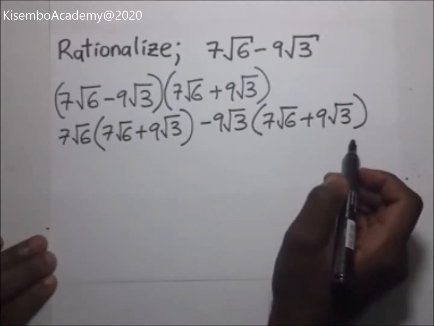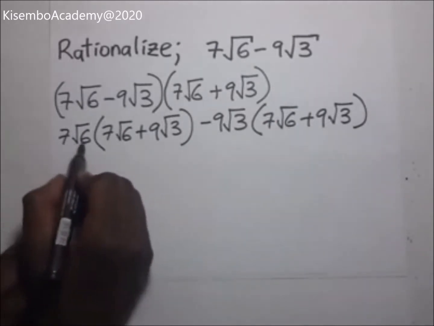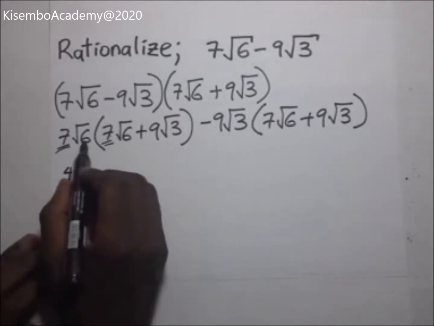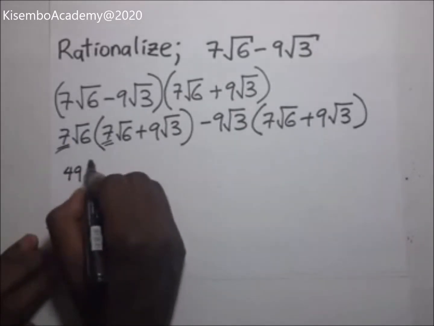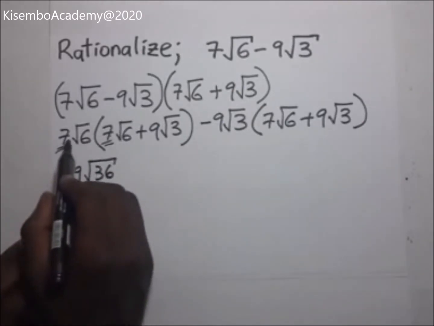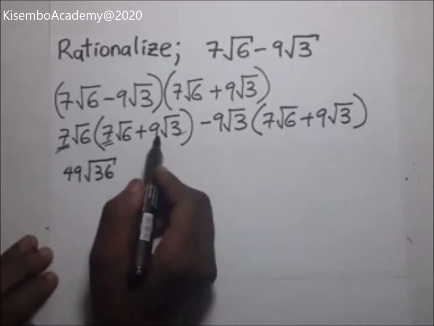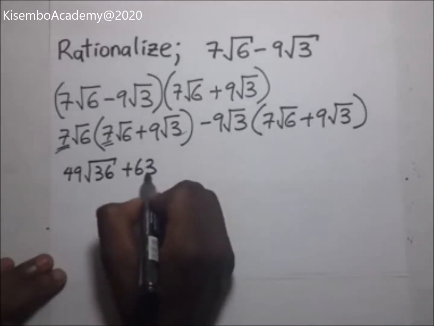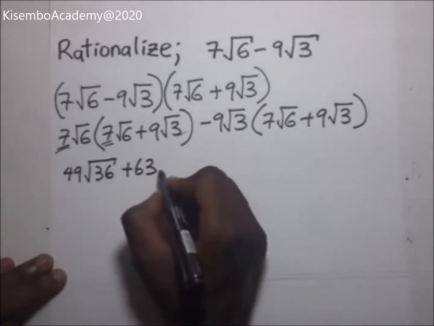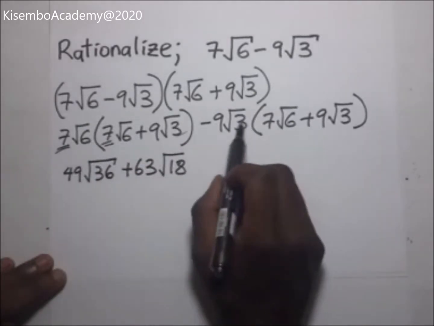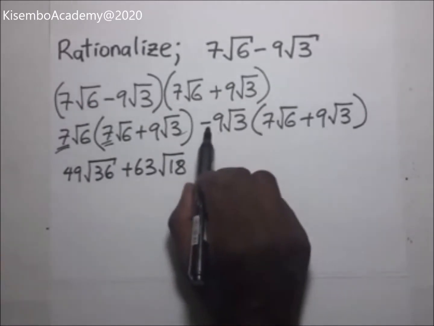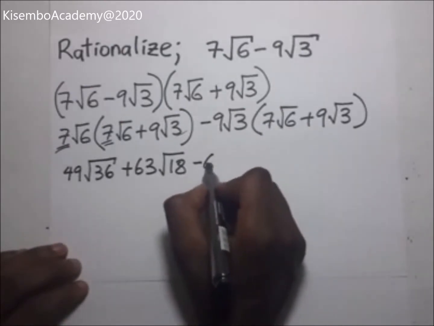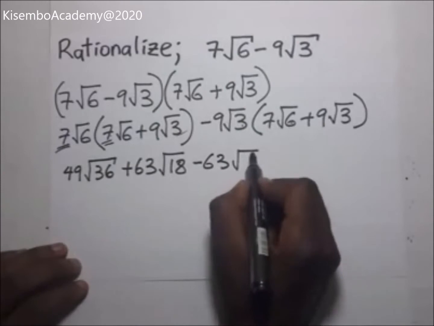So we go ahead and open brackets. When you open brackets, we multiply the whole numbers alone first. 7 times 7 is 49, times root of 6 times root of 6, which is root of 36. Then we have this times that, so we have 7 times 9, which is going to be 63, so it's going to be plus 63 times root of 18. Then right here we have negative 9 times 7, which is 63, so it's minus 63 times root of 18.